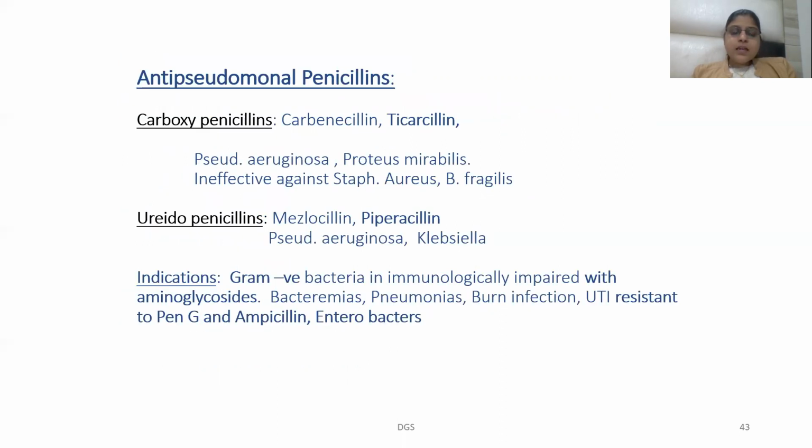Anti-pseudomonal penicillins, these are carboxy penicillins and ureidopenicillins, effective against Pseudomonas. These are carbenicillin, ticarcillin, mezlocillin, piperacillin. These are effective against gram-negative bacteria, and in immunologically impaired patients, with aminoglycosides. Bacteremias, pneumonias, burn infection, UTI resistant to penicillin G and ampicillin, and Enterobacter. These are effective against Pseudomonas basically, and for UTI which is resistant to penicillin G and ampicillin, we can give them.